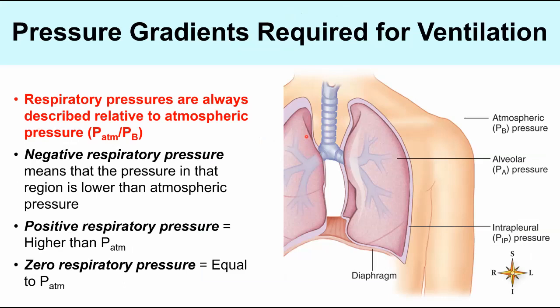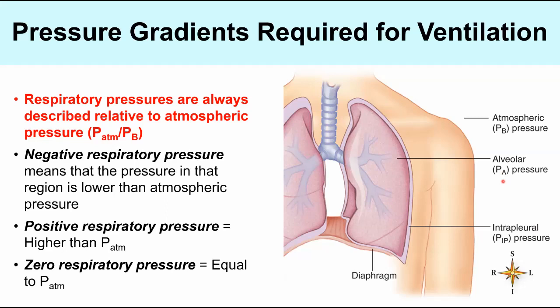So let's talk about some of these pressure gradients that we are going to have to establish in order to accomplish ventilation. One thing to understand is that respiratory pressures are always described relative to the atmospheric pressure. If I am describing a pressure in the lungs that is lower than atmospheric, I'm going to call it negative respiratory pressure. If you see a pressure that has a negative sign in front of it, what that means is that the pressure is lower than atmospheric pressure.